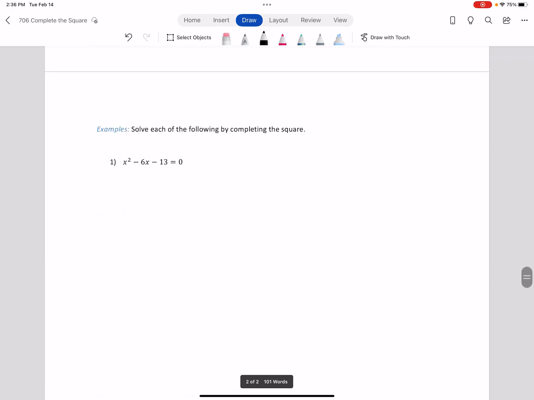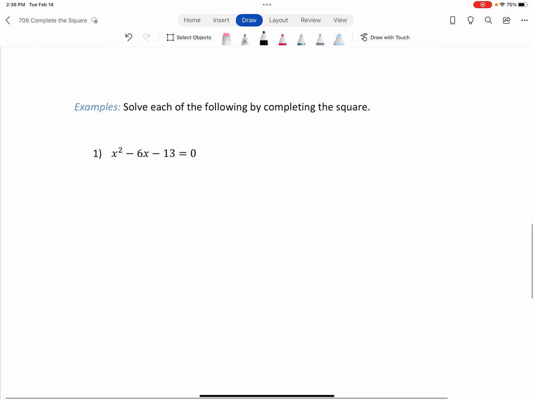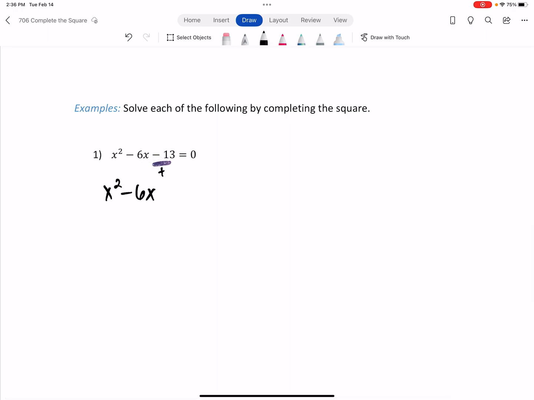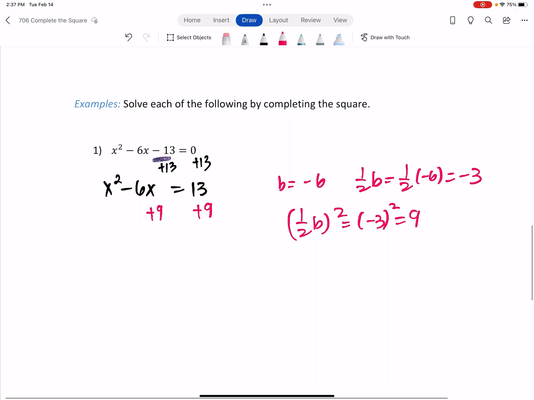So let's solve this quadratic equation by completing the square. Step number 1, put the constant term, -13, on the other side. So x squared minus 6x equals 13. In this example, b is -6. Half of b is 1/2 of -6, which is -3. Squared, -3 squared is 9. So I'm going to add 9 to both sides. So I have x squared minus 6x plus 9, and 13 plus 9 makes 22.